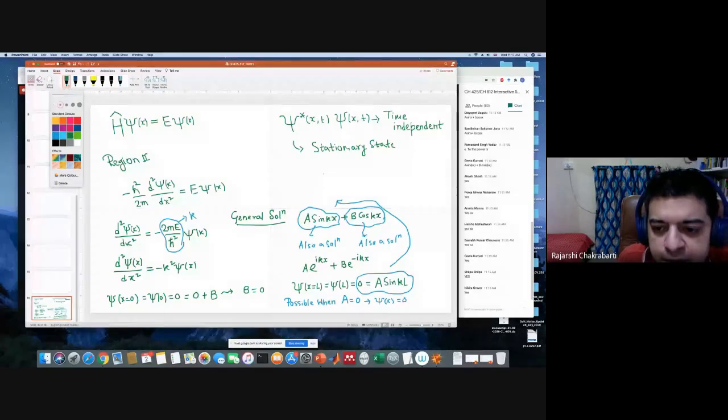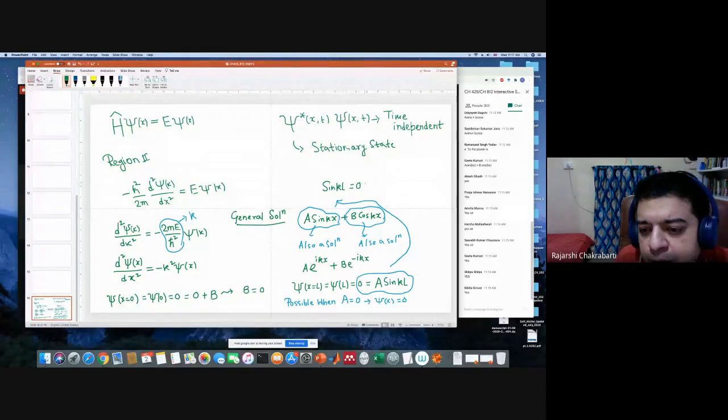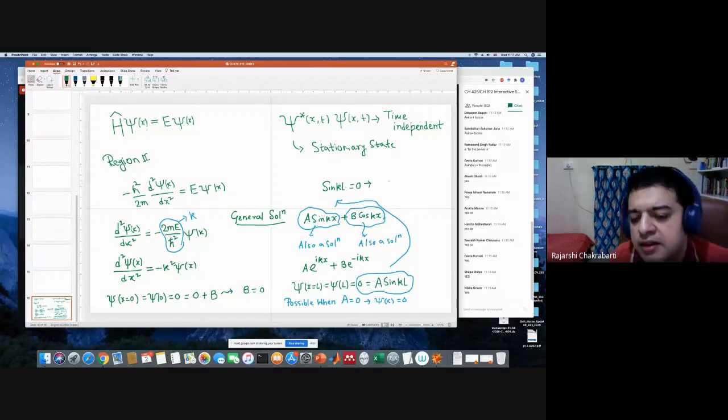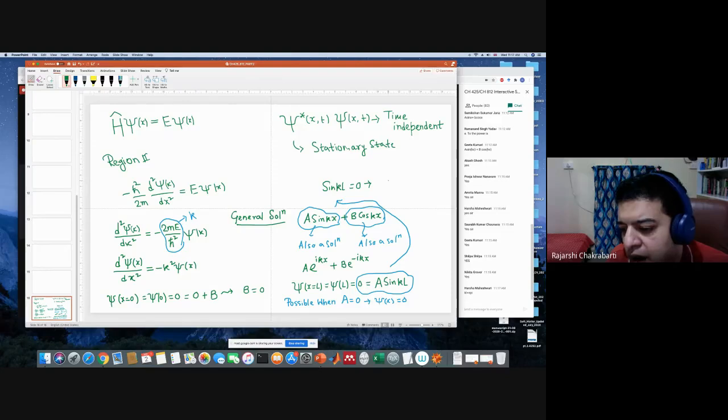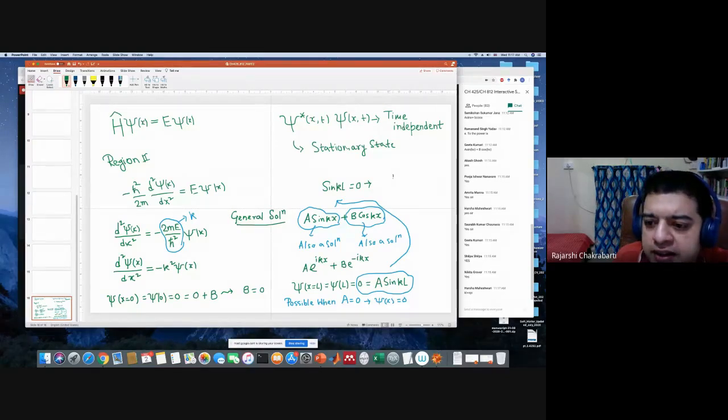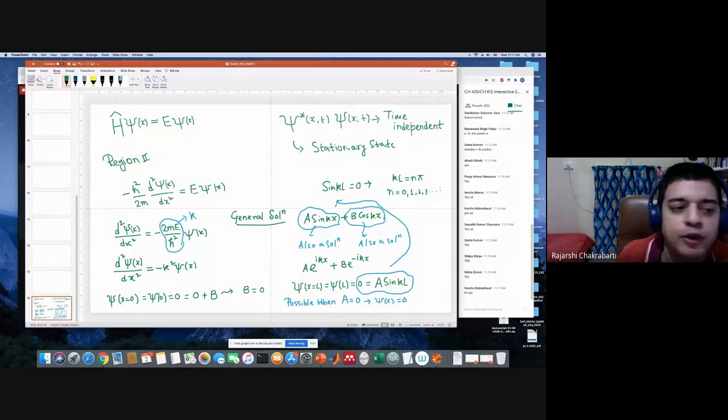The other possibility tells you that your sine kL is 0. And this is possible when? For example, if I take a value of k at k equal to 0, L is finite, the length of the box. If k is 0, then sine 0 is 0. But there are many other possibilities. So the general possibility is that k times L has to be equal to n times pi, where n is an integer. So for the time being, the possible values for n are 0, 1, 2, 3, etc.